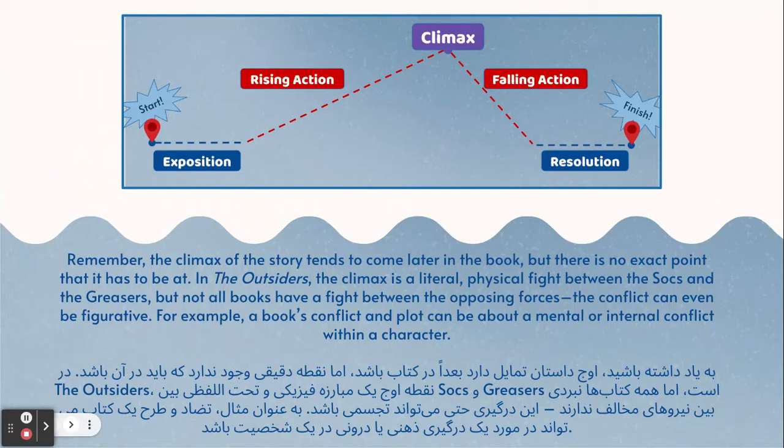So remember, the climax of the story tends to come later in the book, but there is no exact point that it has to be at. In The Outsiders, the climax is a literal, physical fight between the Socs and the Greasers, but not all books have a fight between the opposing forces. The conflict can even be figurative. For example, a book's conflict and plot can be about a mental or internal conflict within a character.